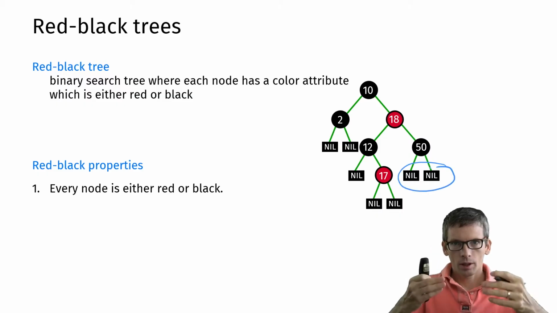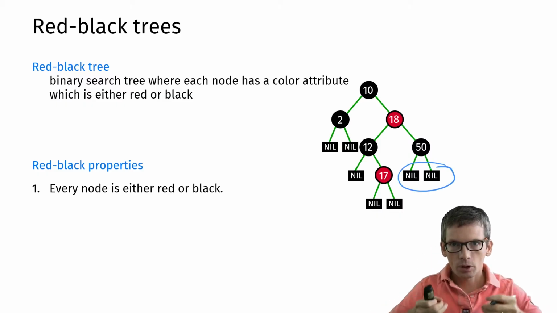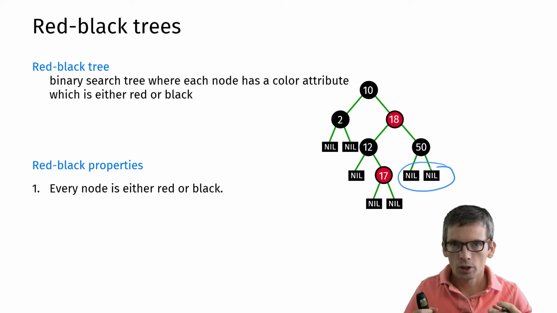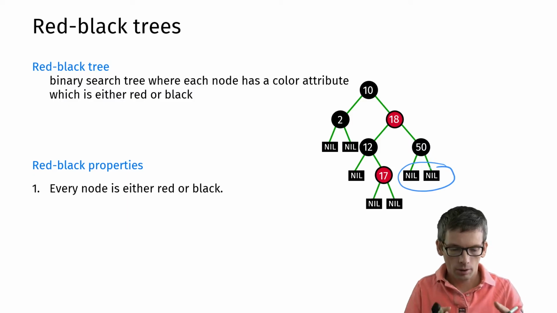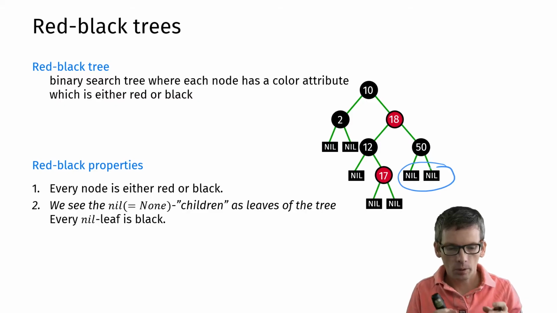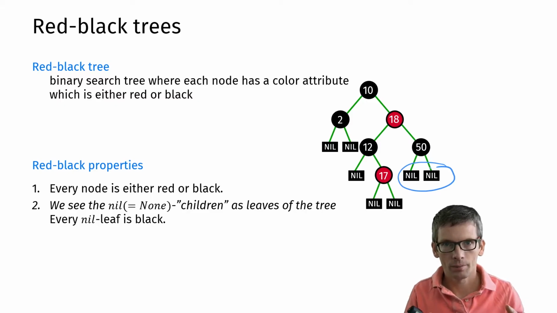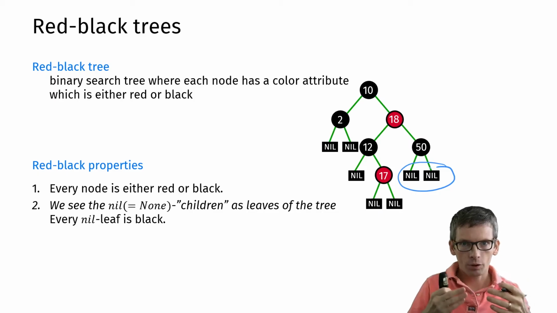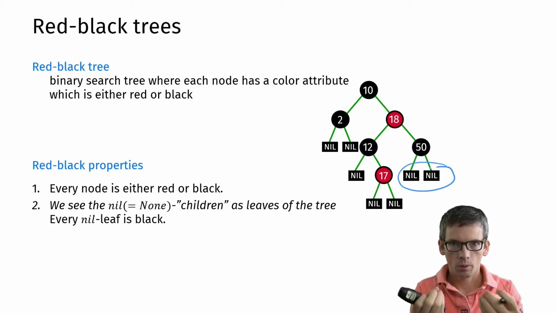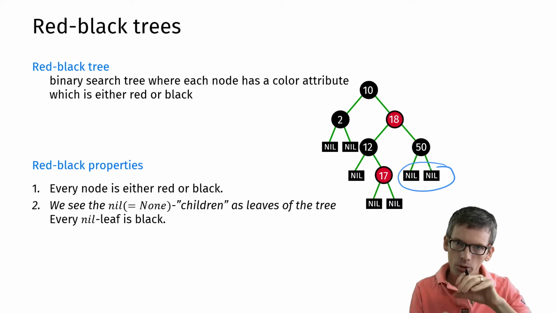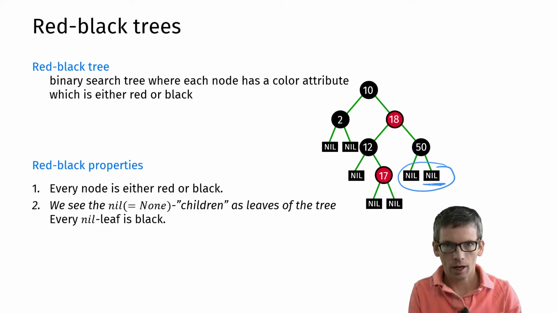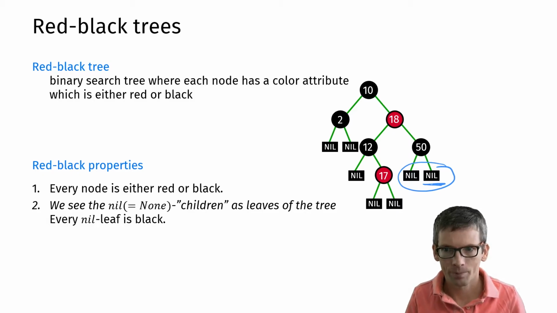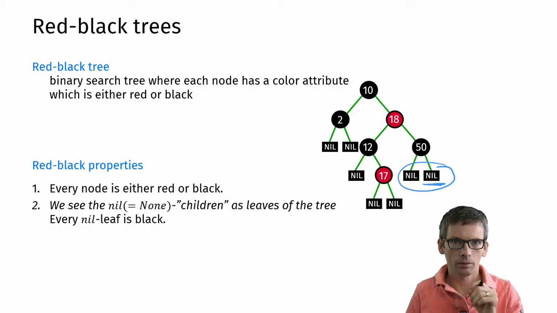nil node, so any node which stores a key has two children, and these children might be, in Python, a None, or as here I will describe it, a nil. And in our setting now we will consider these as parts of the tree. So normally when I say a leaf of a tree, then I mean a node where both children are None. Now I'm also taking these None children as parts of the tree, so now my leaves are these None or nil nodes. And these should be black.